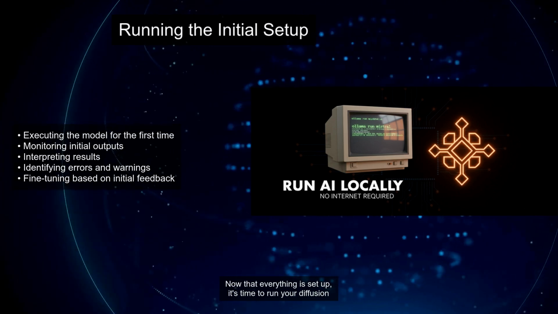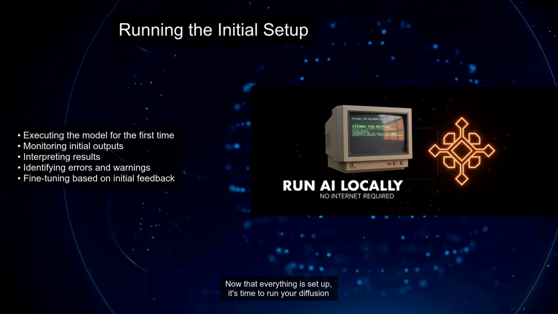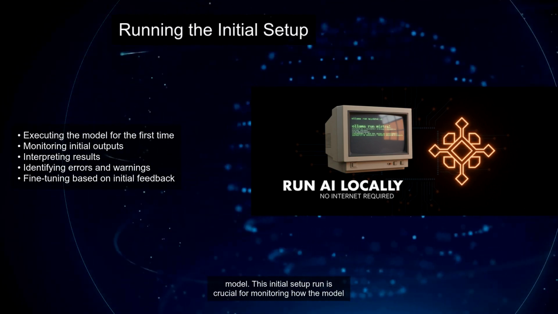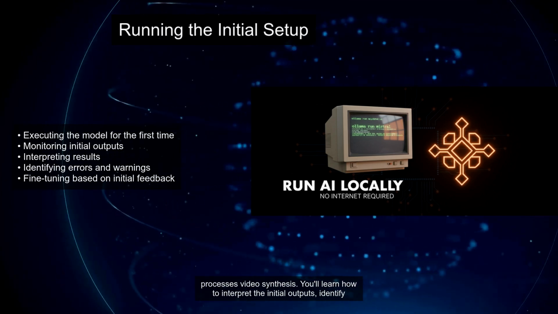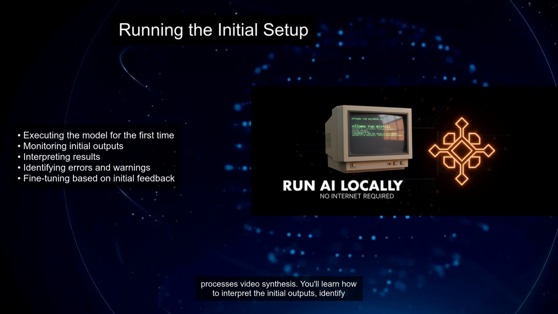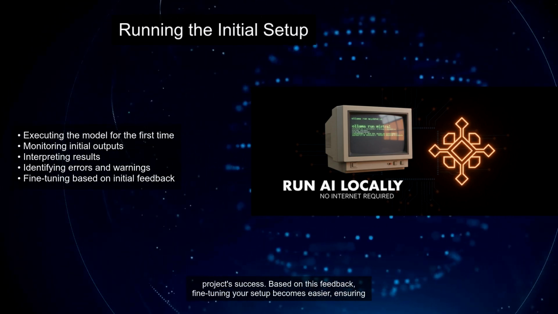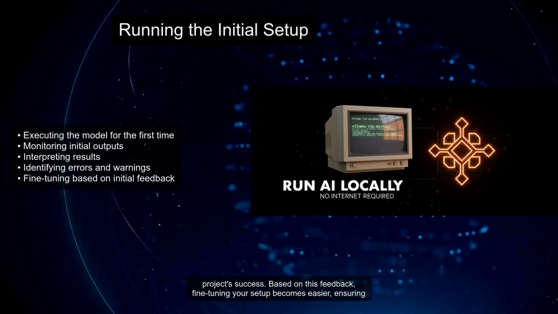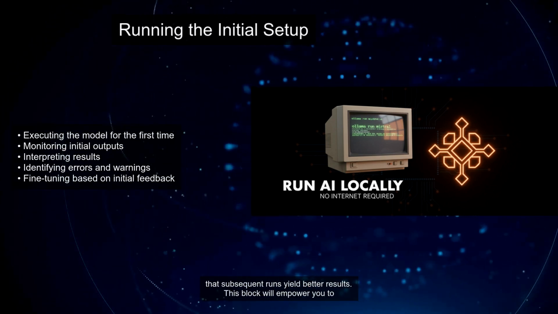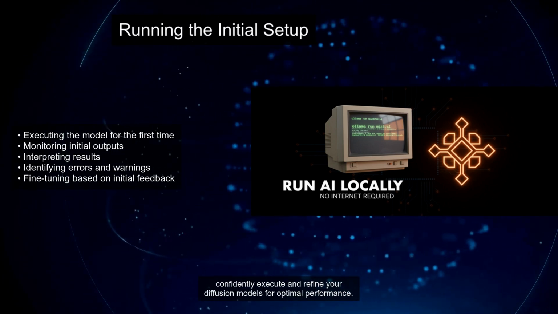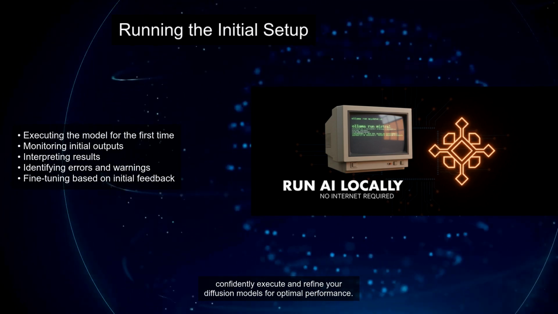Now that everything is set up, it's time to run your diffusion model. This initial setup run is crucial for monitoring how the model processes video synthesis. You'll learn how to interpret the initial outputs, identify any errors or warnings, and understand what these outputs mean for your project's success. Based on this feedback, fine-tuning your setup becomes easier, ensuring that subsequent runs yield better results. This block will empower you to confidently execute and refine your diffusion models for optimal performance.